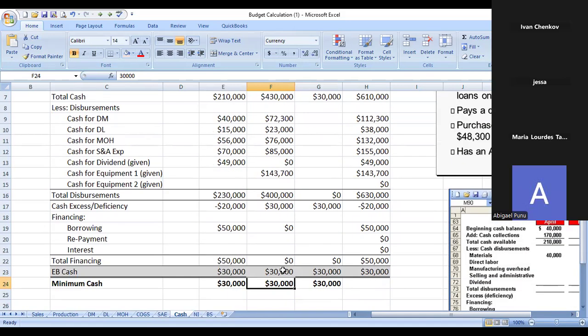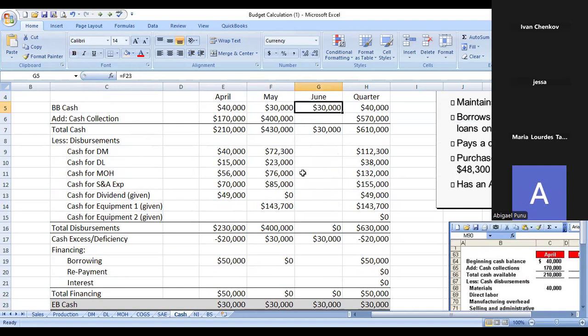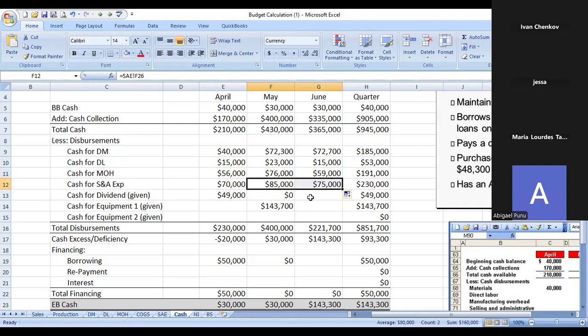Now let's see June. In June, we start with the ending balance in May, which is $30,000. That becomes the beginning balance. Then we collect our sales, which is $335,000. So in total, we have $365,000. Then we spend cash for direct material, direct labor, manufacturing overhead, and sales administrative expenses. Again, those numbers are sitting in all those budgets. We're not paying a dividend.